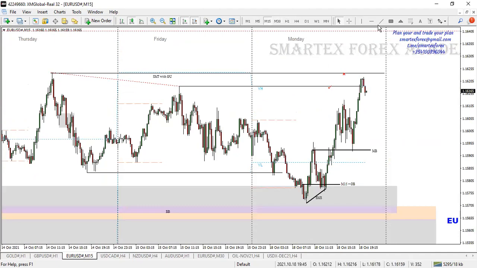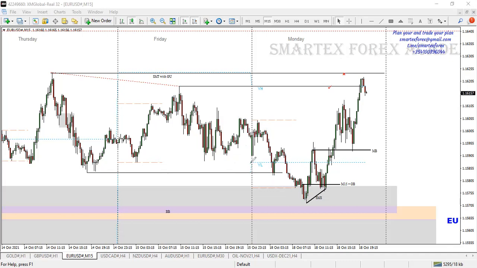So in M15, we had the setup. This one is our accumulation phase, and this one is our manipulation phase. And also, if you look clearly, this is a buy model whereby we have accumulation, first push, second push, then buy.